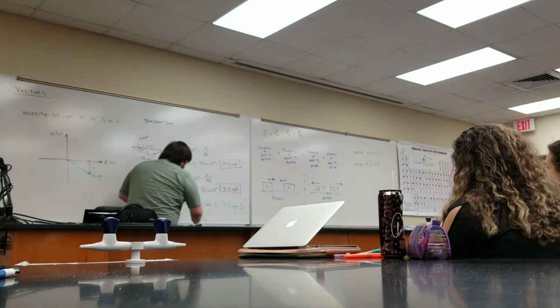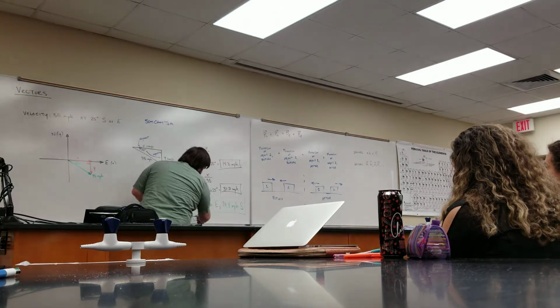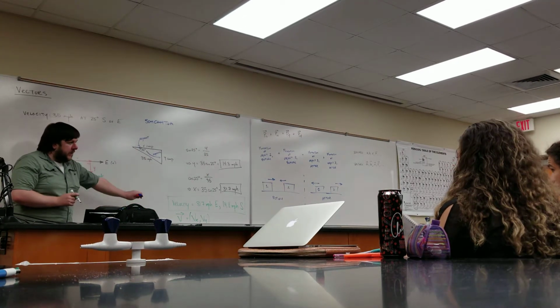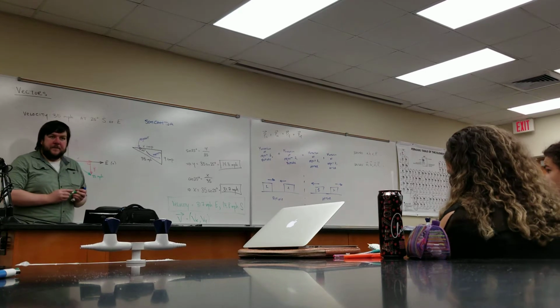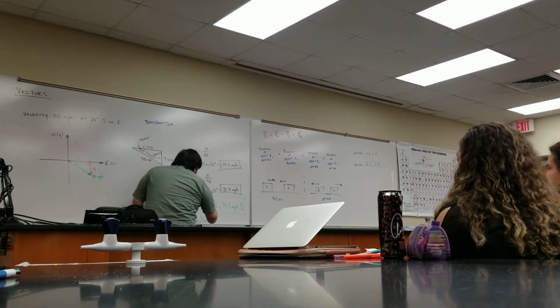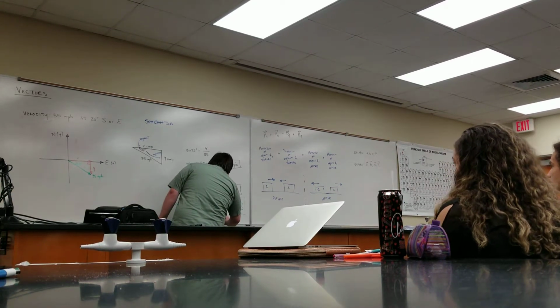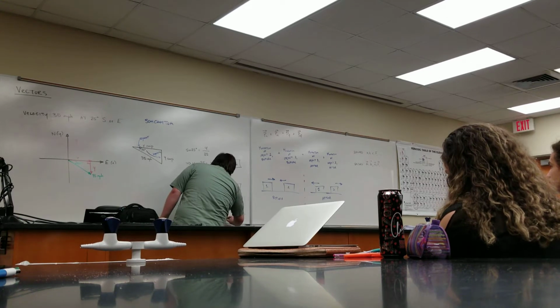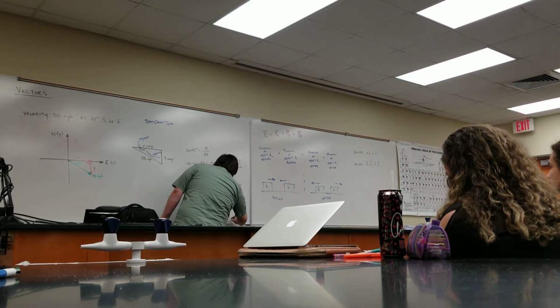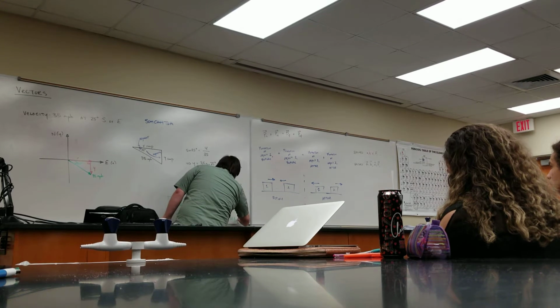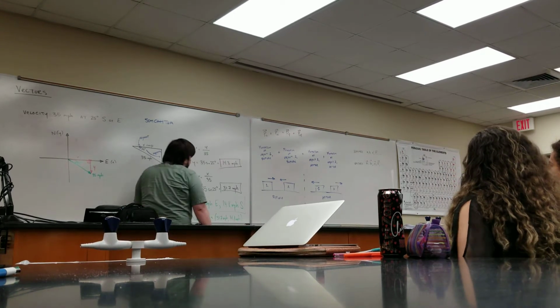Okay? And the vector, you can just write this in parentheses. That's a perfectly acceptable notation for vectors. So I could write this as 31.7 miles per hour, comma, 14.8 miles per hour.